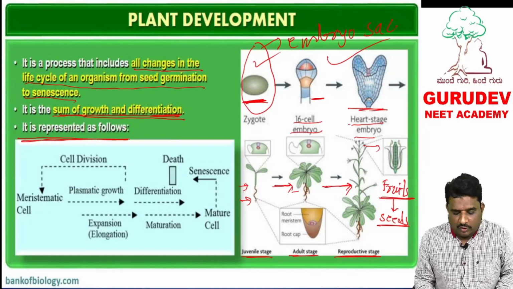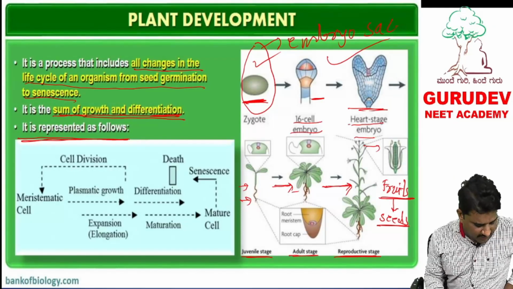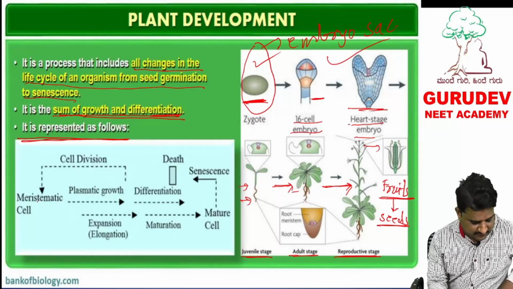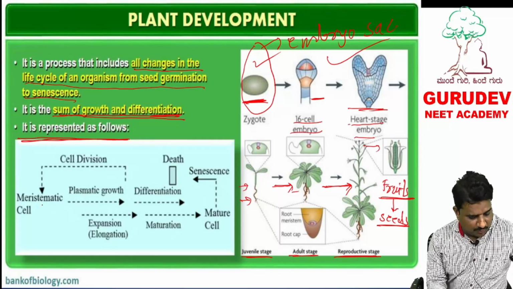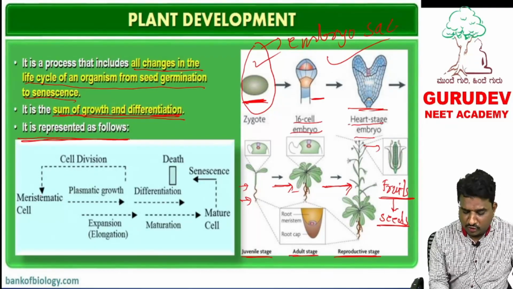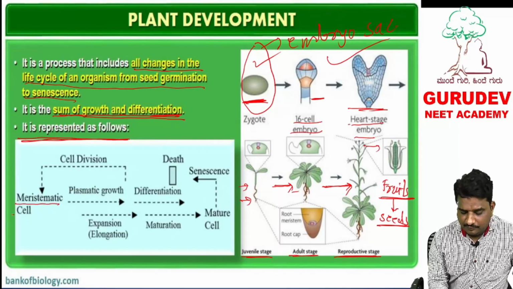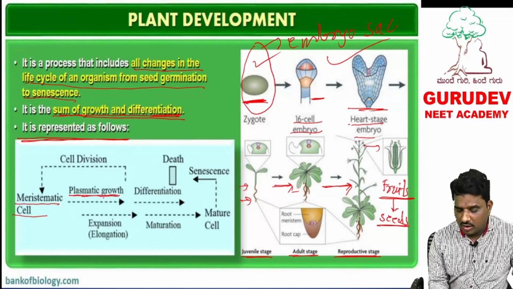Okay. Now what exactly is the development process? The diagram represents the sequence of events in the development of a higher plant, how the mature plant develops. The meristematic cells undergo plasmatic growth. Plasmatic growth means cytoplasmic growth, and then the differentiation process.